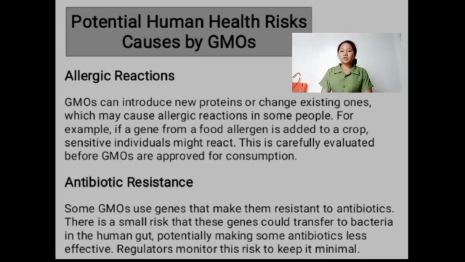Next is antibiotic resistance. Some GM plants use special genes that are resistant to antibiotics. There is a small concern that these genes could pass to bacteria inside the human body. If that happens, some antibiotics might not work as well when a person is sick. However, this risk is considered very low and is closely monitored.